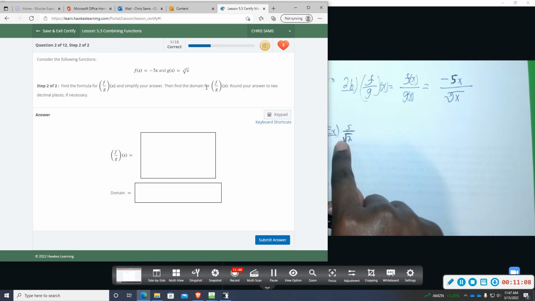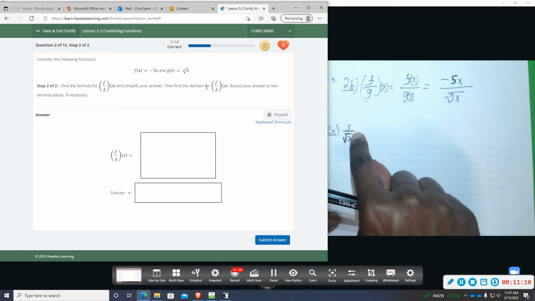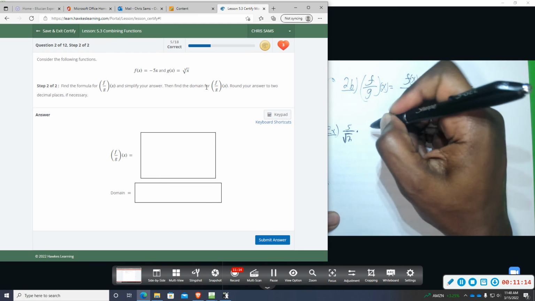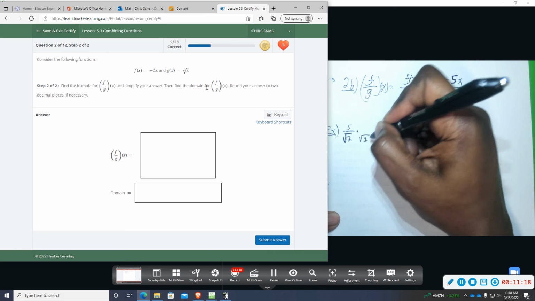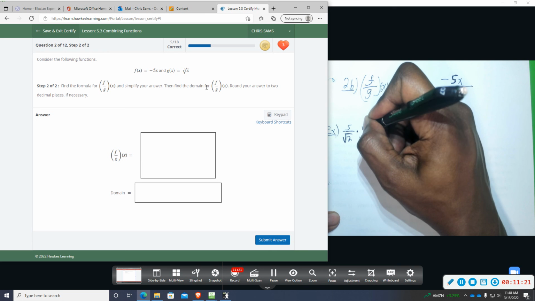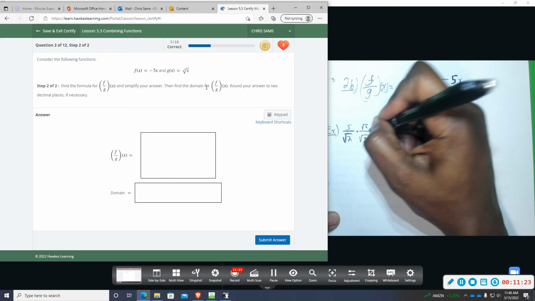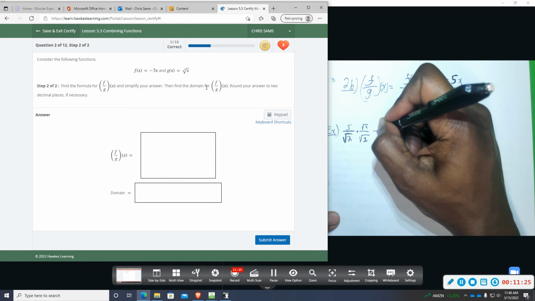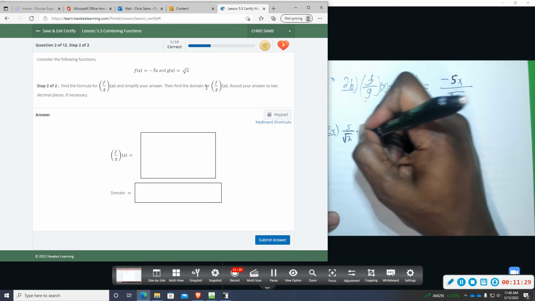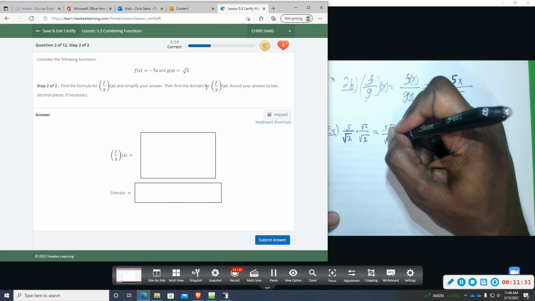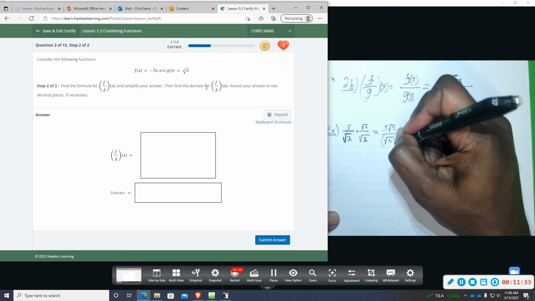To get rid of a square root, you have to square it. You need the same thing times itself. So all you have to do is multiply by square root of 2 on top and bottom. Reason why, whatever you do to the top, you got to do to the bottom. It's like multiplying by 1. And when you do that, you'll get 5 square root of 2. And on the bottom, you'll get the square root of 2 squared.